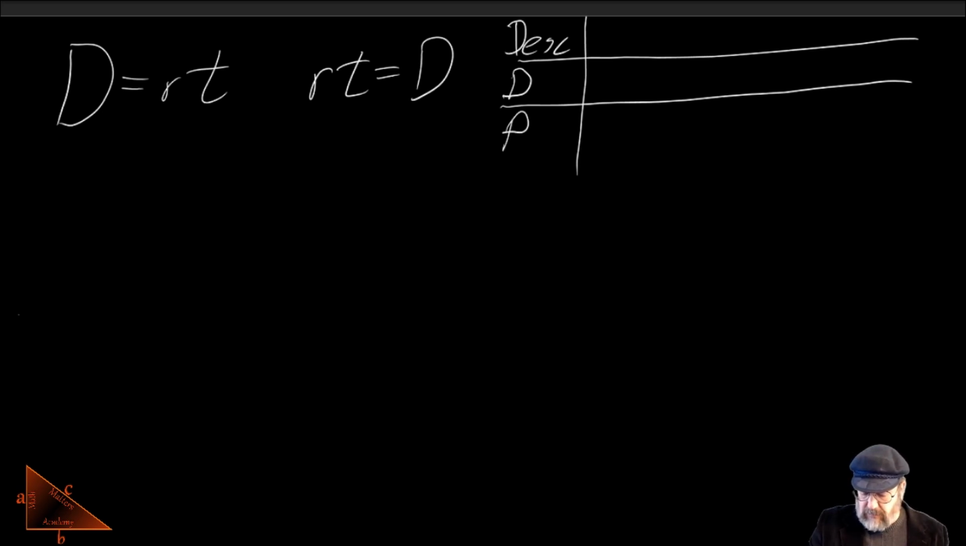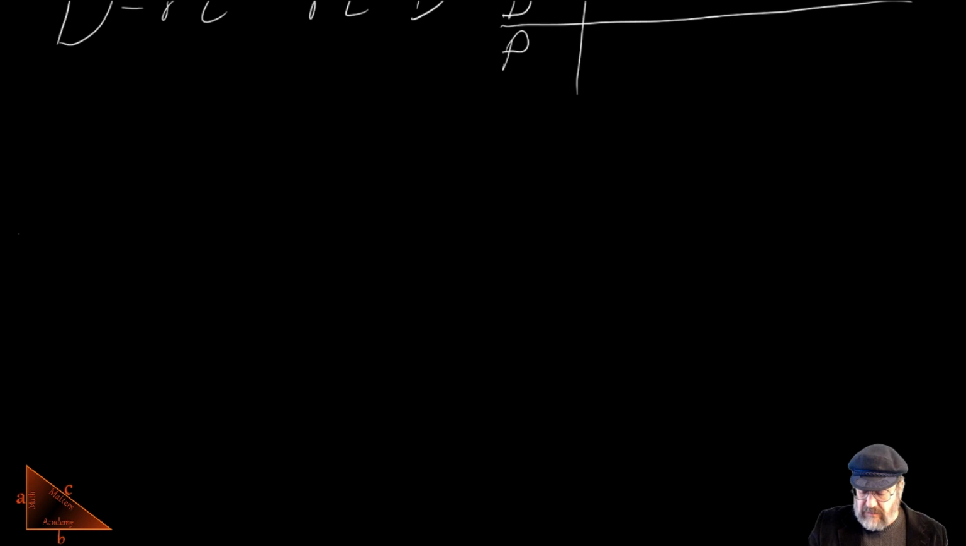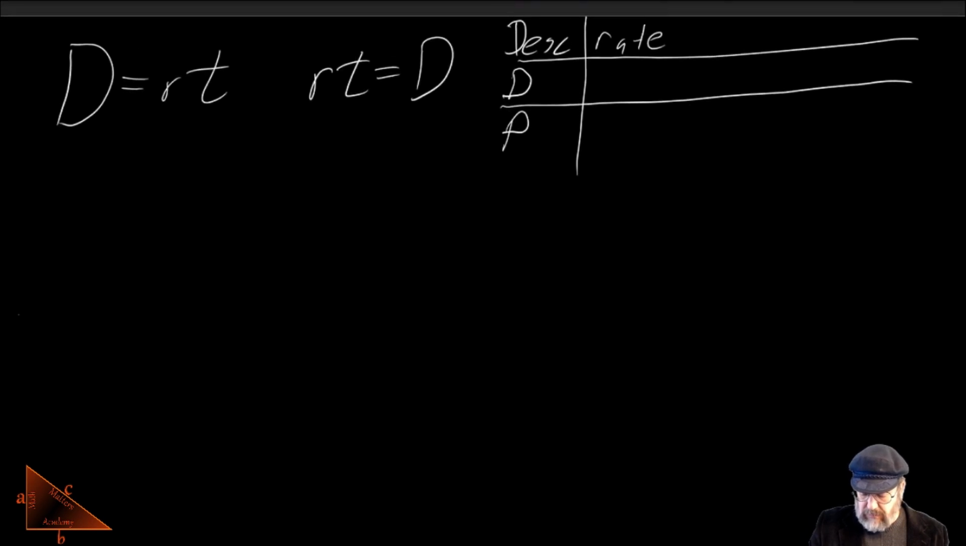Now the first column is rate, because we have rate times time is equal to distance. So we're going to first fill in what we know about the rates. We know that the Da Vinci is traveling at about 30 knots. We know the Pythagoras can travel at 60 knots. Now next we have rate times time, so the next column we want is time.